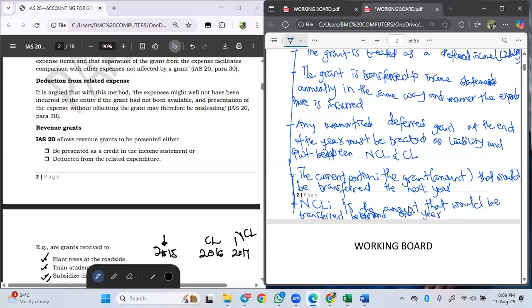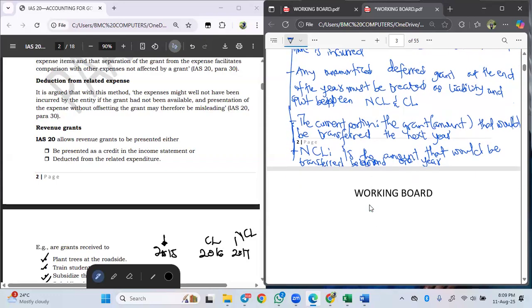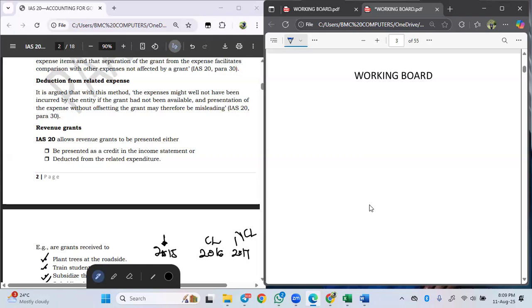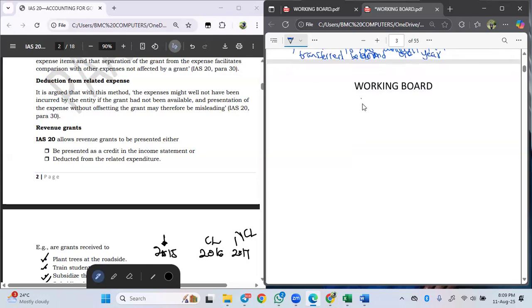So this one is beyond 1 year. Okay, beyond 1 year. All right. So let's talk about the capital grants, the grants related to assets. The reason why I'm moving at a slow pace is this particular standard is sometimes difficult, especially when you come to split it. So I have to take my time and explain it for you to understand it once and for all.